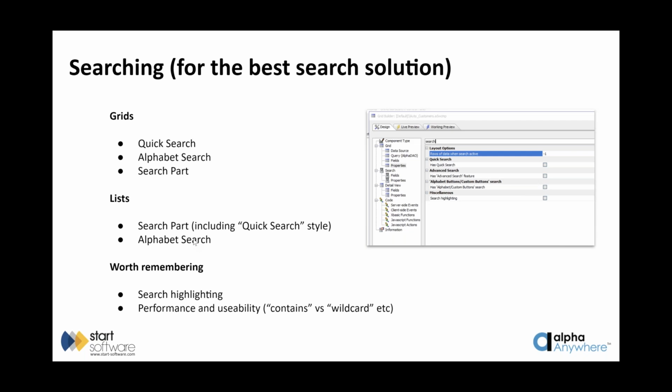Makes it really good for the users because sometimes in a complex big grid of data, they're looking for something. They know it's in there because the system says it is, but they can't actually spot it. So search highlighting is good.